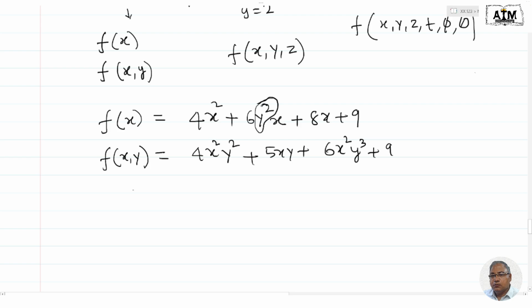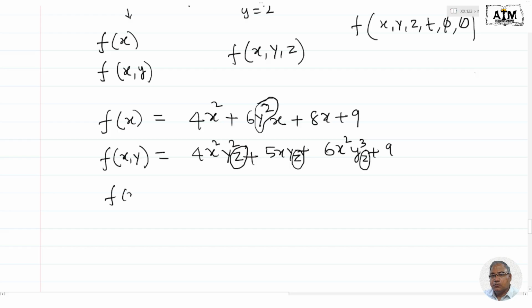And suppose z is present here. Suppose 5xyz, 6x square y cube z, then we don't pay attention to z. We treat z as a constant. We don't consider z for putting in values, for operating the function. We consider it as if it is a constant term. We pay attention only to x and y because it is a function of two variables, x and y. So any other variable present, we don't pay attention.